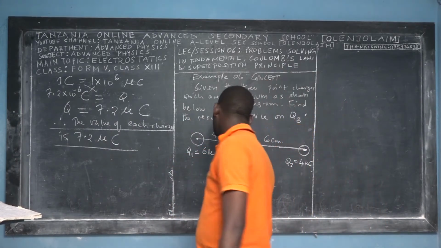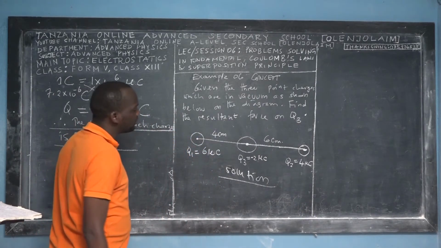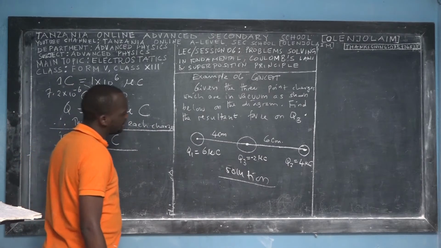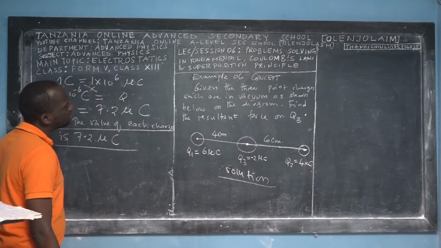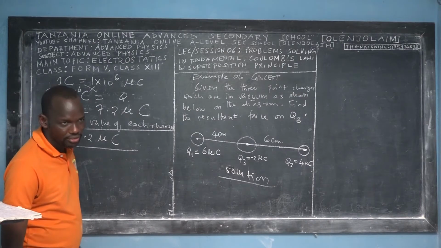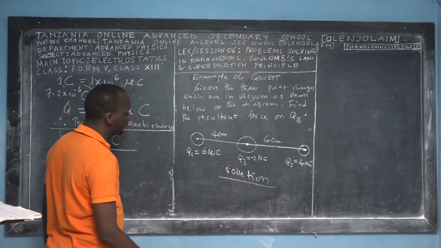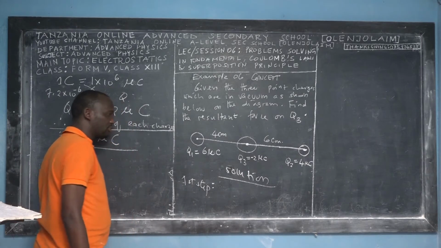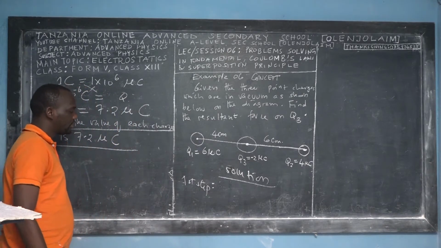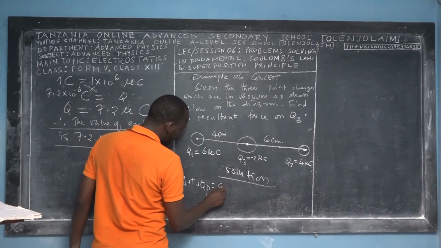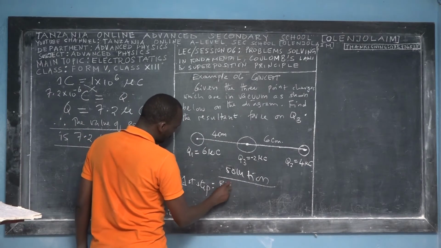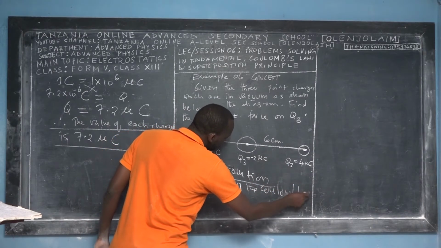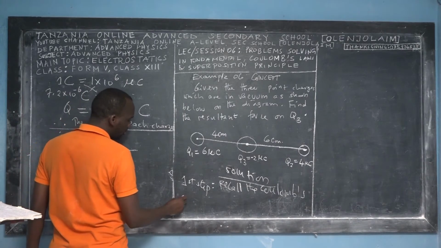So think about that. Okay, you are given three point charges placed in a vacuum medium, and we want to calculate the resultant force on Q3. We have to follow steps in solving this problem. For you, you may start with what is given, but for me, I'm going straightforward because everything is there. The first step is that we call Coulomb's law, or Coulomb's formula.